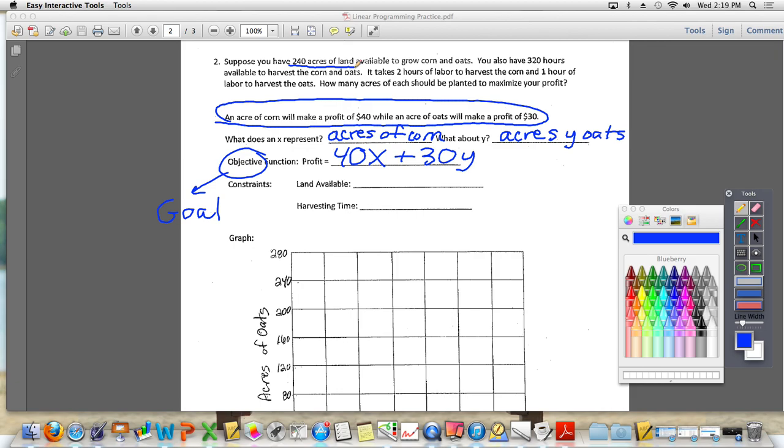Would you guys agree that that's the only time that you see something in here about acres of land? What are we harvesting? What are we going to put on that acres of land? Corn and oats. X's and Y's. Would you agree?